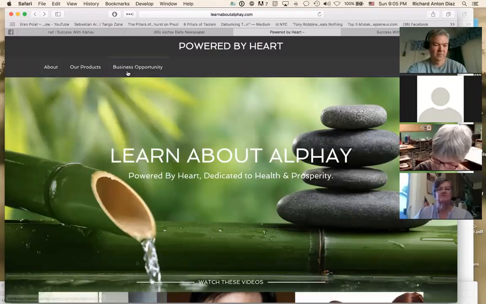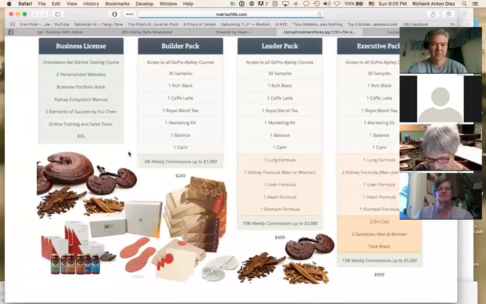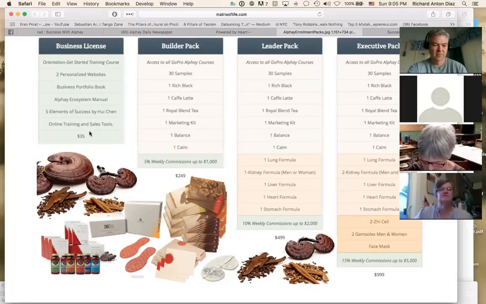And then we have the distributor option. Now this one has to be changed. This is my option of how people might want to come in. They can get their business license for $35. The builder pack is basically the builder pack that Alphay offers with the 30 samples of the coffees and teas and a balance of the balanced and calm. And then the leader pack is that same builder pack, but with the formulations added.